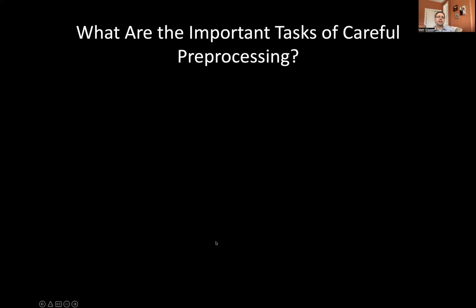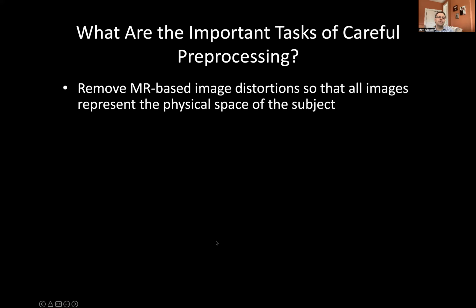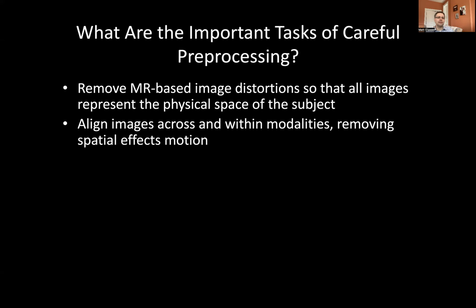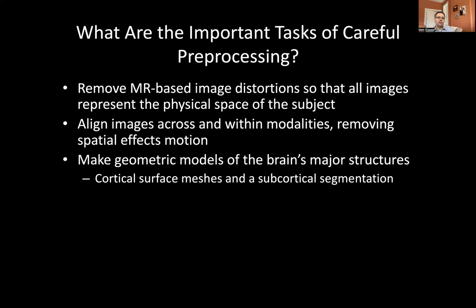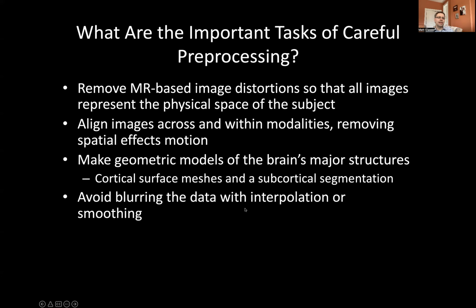What about careful pre-processing? What do we need to do? Well, we want to remove MR-based image distortions so that all images represent the physical space of the subject. Align images across and within modalities, removing the spatial effects of motion. Make geometric models of the brain's major structures, cortical surface meshes, and a subcortical segmentation.